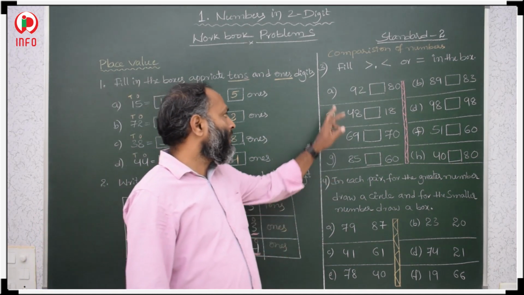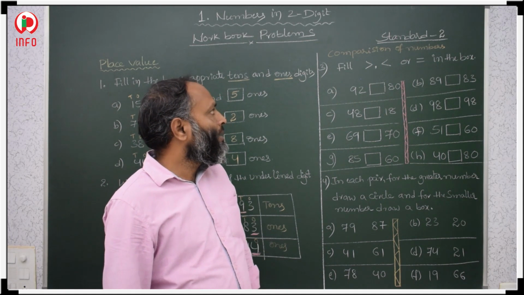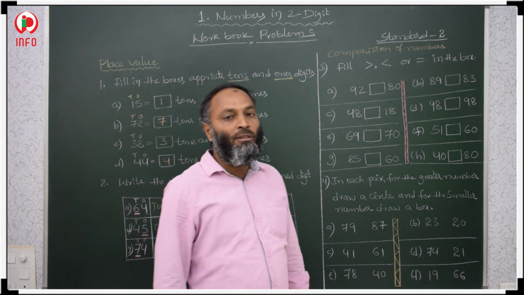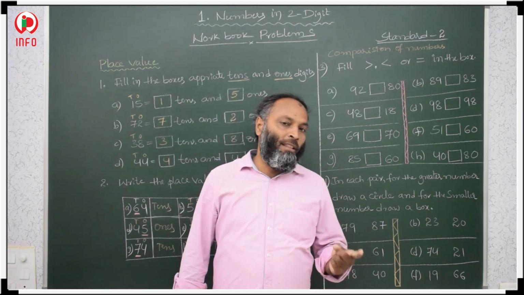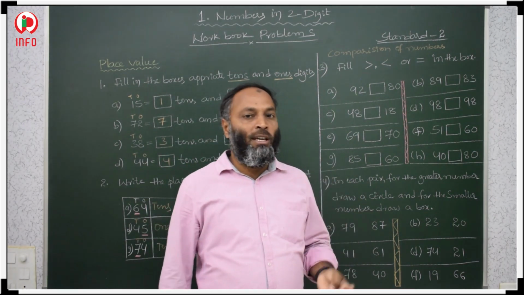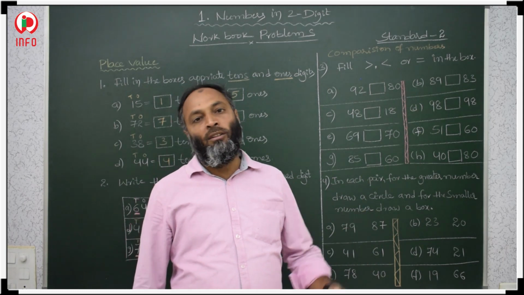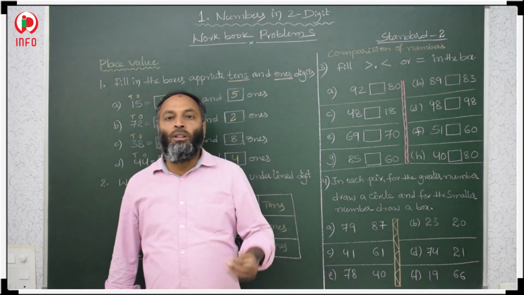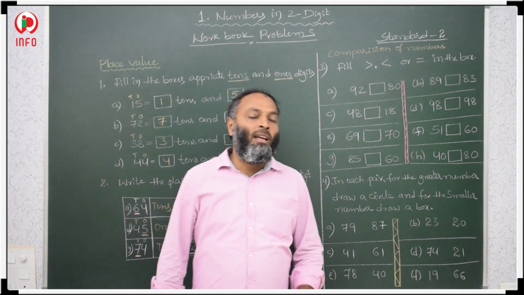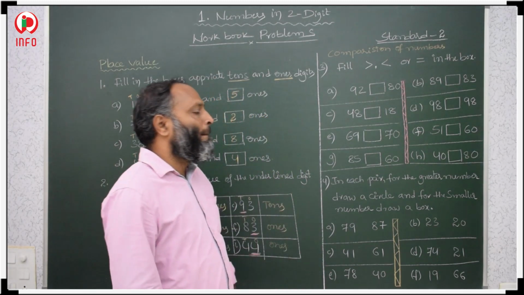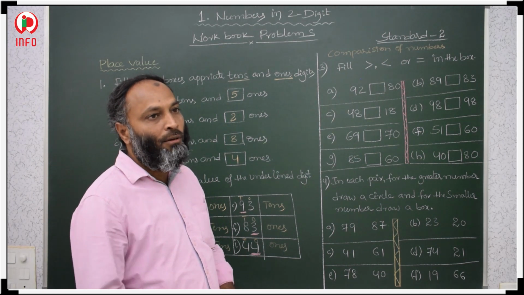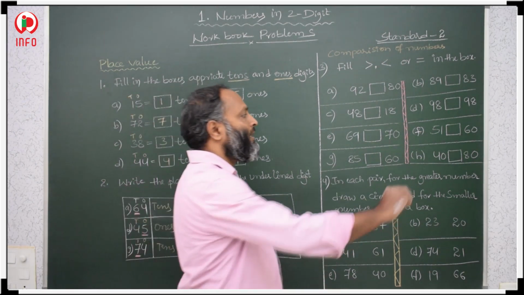Next, the third and fourth questions are comparison of numbers. In the comparison of numbers, what will come? Greater than, less than, smaller than, bigger than, ascending order, descending order. All these types come under comparison of numbers. Okay. Now how to compare the numbers? How to compare the numbers here?